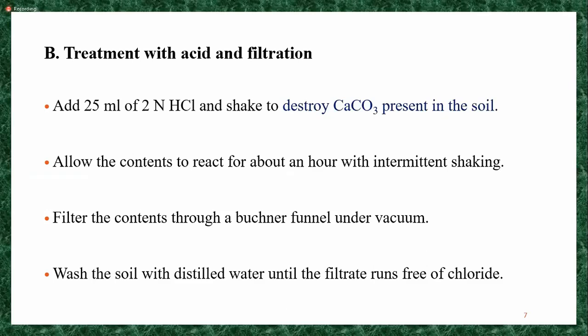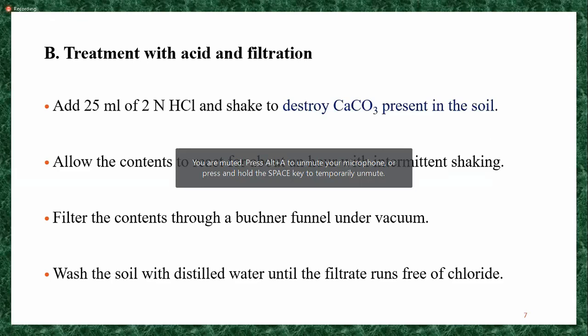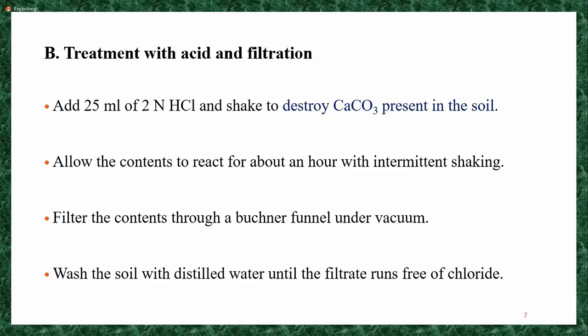So here we are going to use acid to destroy the carbonate. In the first step we removed the organic matter, and in the second step we are trying to remove the carbonate that is present in the soil. For that you have to add around 25 milliliter of 2N HCl to the soil, shake that solution intermittently, and then filter that solution.